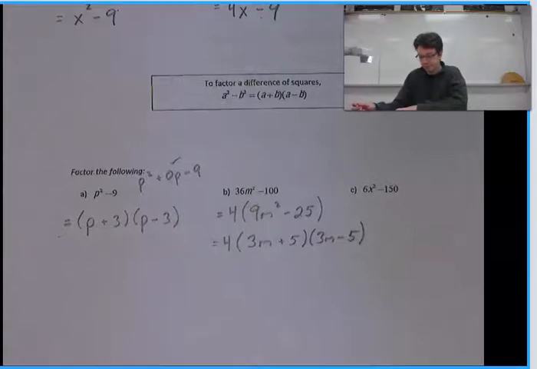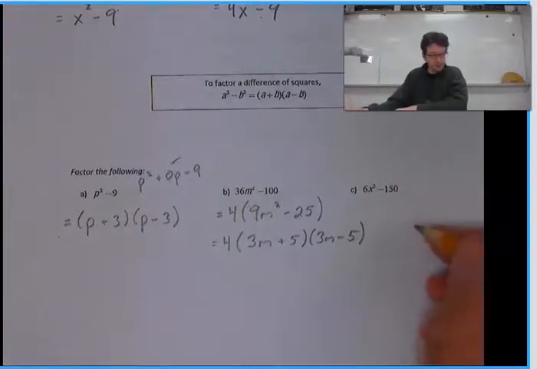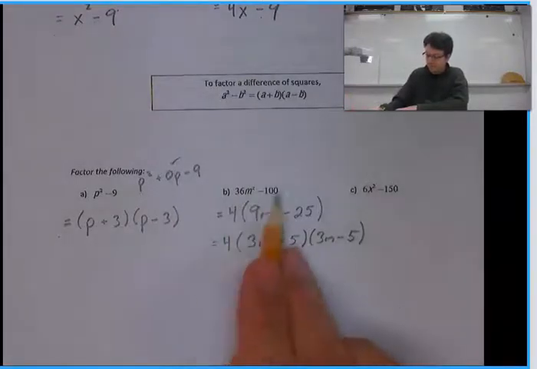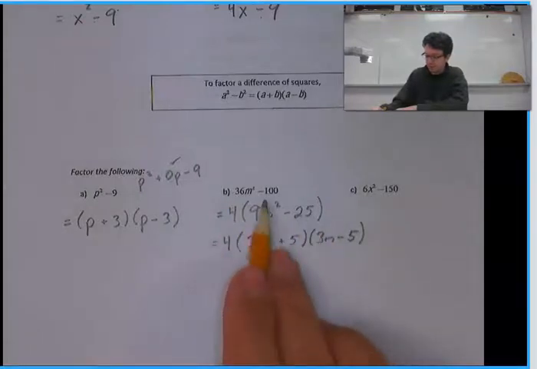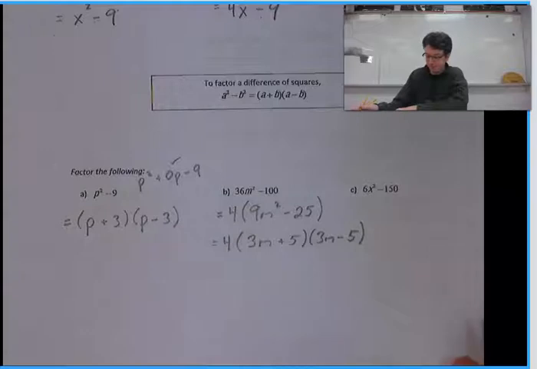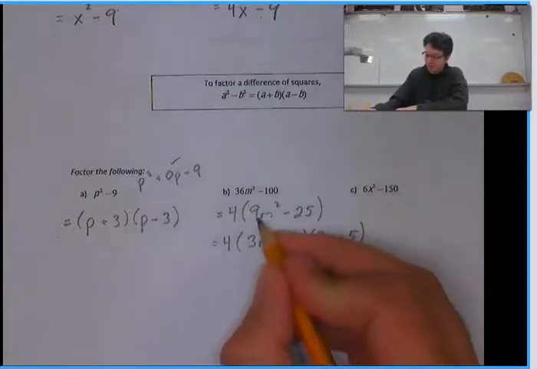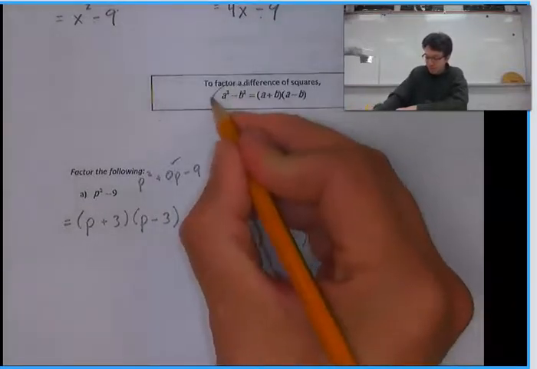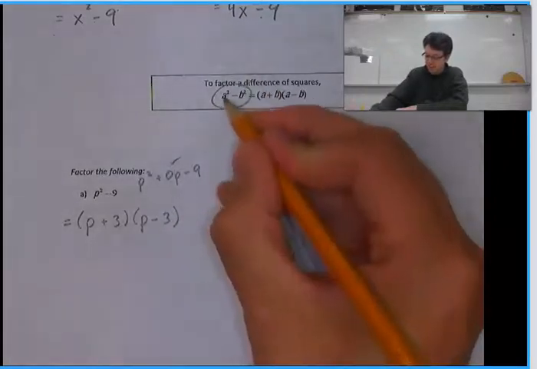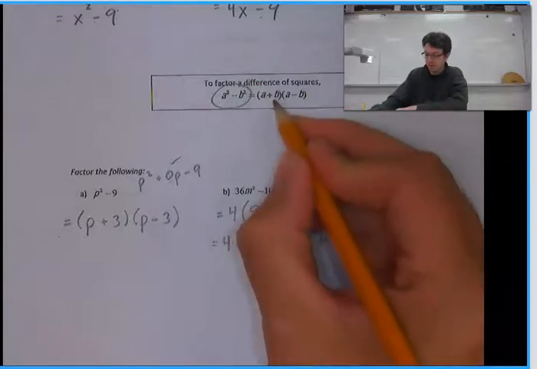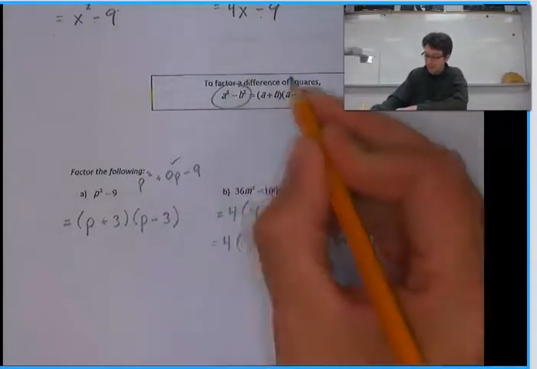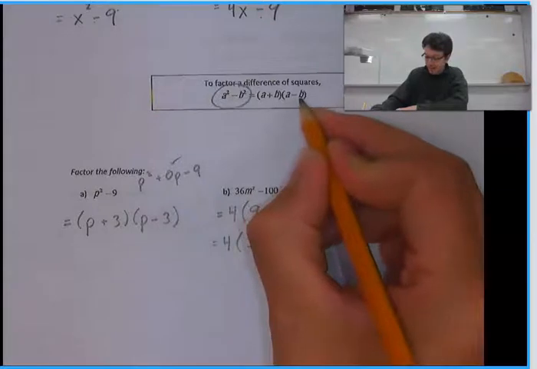There you go. So I'm going to pause there. First I pulled out the common factor, just to explain it again. So 4 times 9 gives us 36, and 4 times minus 25 gives us minus 100. And then we can look to see if it fits with this formula. This formula says a squared minus b squared is a plus b and a minus b.